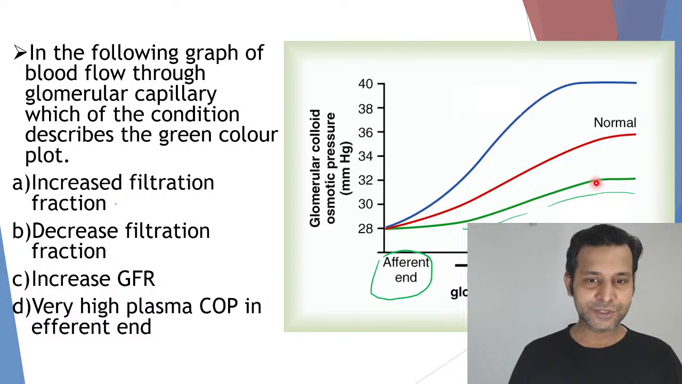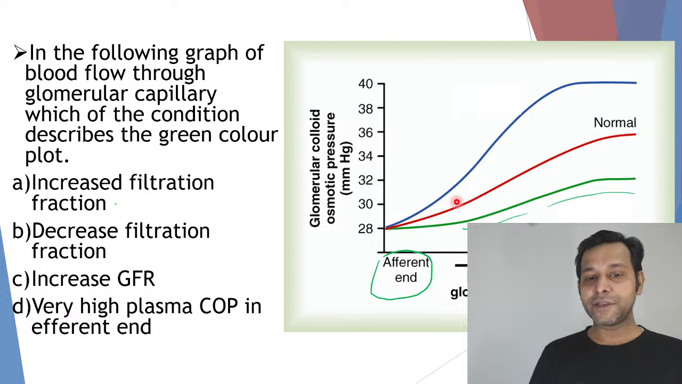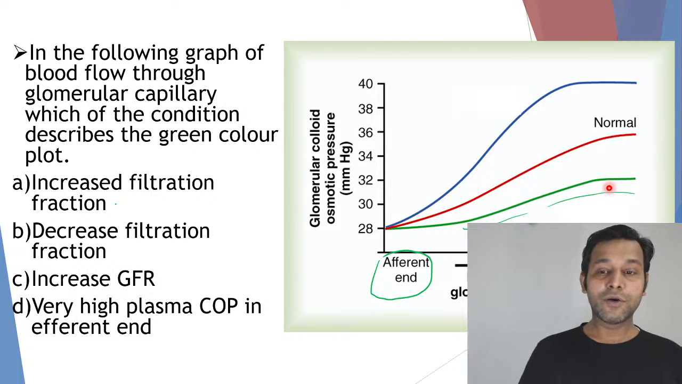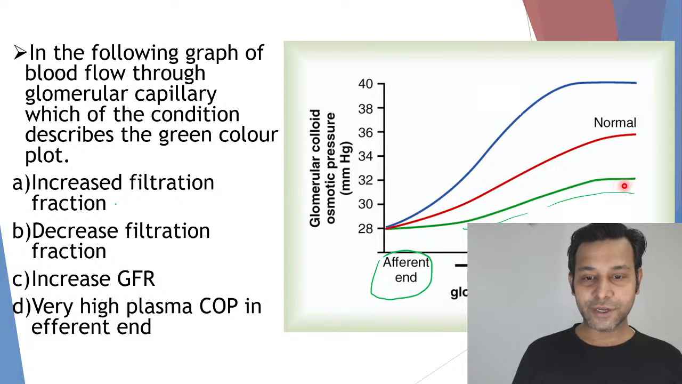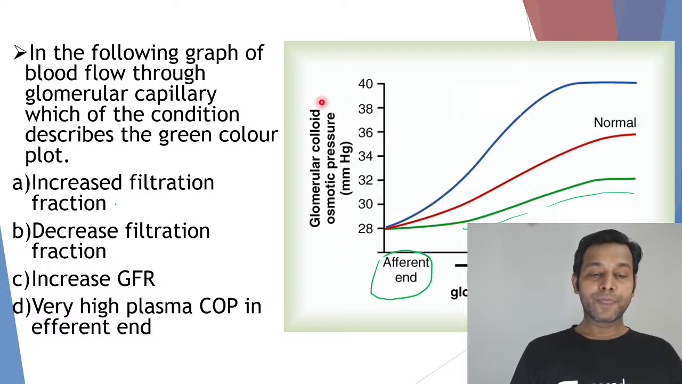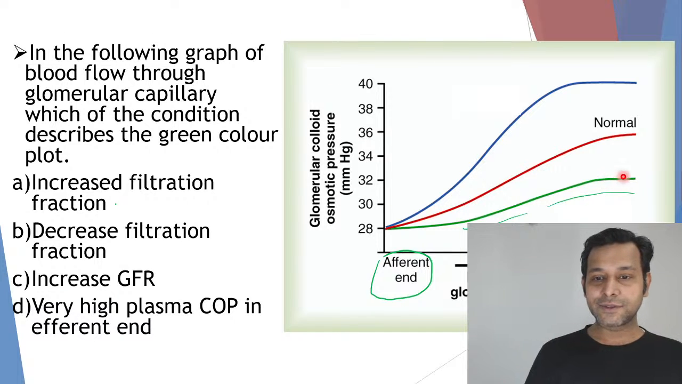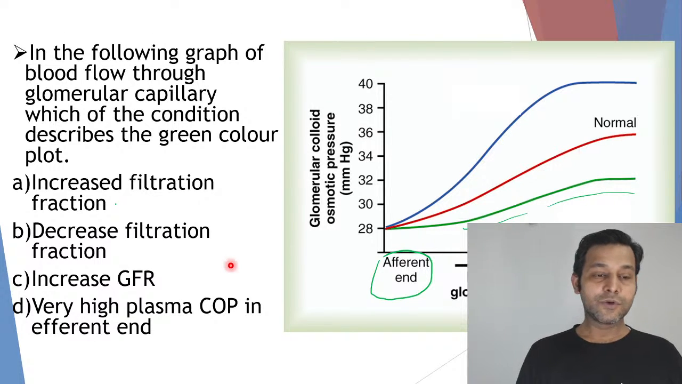oncotic pressure has increased. This oncotic pressure has been increased in all the 3 cases, a normal one also, lesser and more. So you have to identify why we have a lesser oncotic pressure, or a colloidal osmotic pressure, on this side. This colloidal osmotic pressure is less in the green line, less than normal. So what could be the answer?